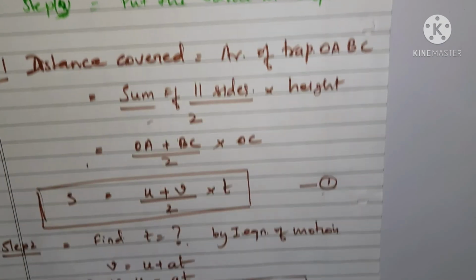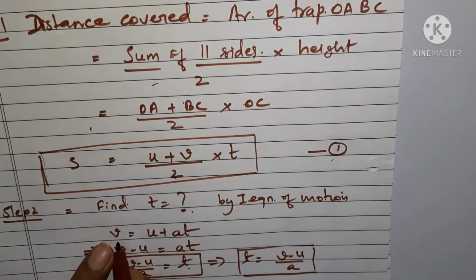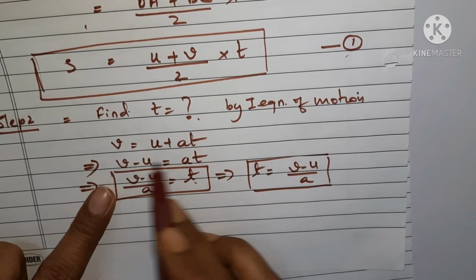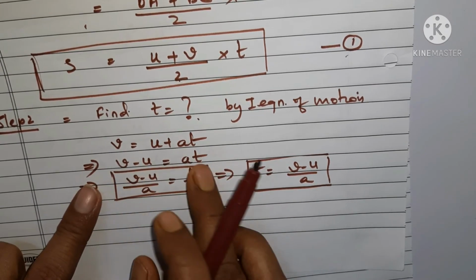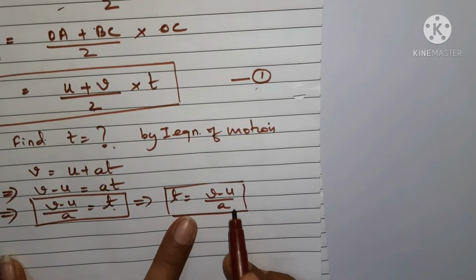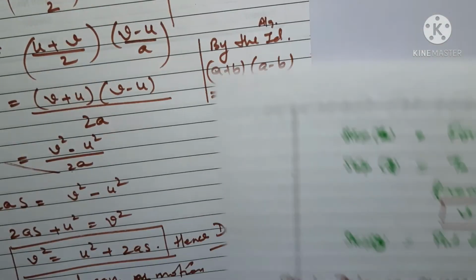Now we are going to find the value of t by using which equation? By the first equation of motion. What is the first equation of motion? It is V is equal to U plus AT. Okay, so by calculation, by solving it out, you get the value of t. The value of t is V minus U upon A. This value you will put in the third part of the step.